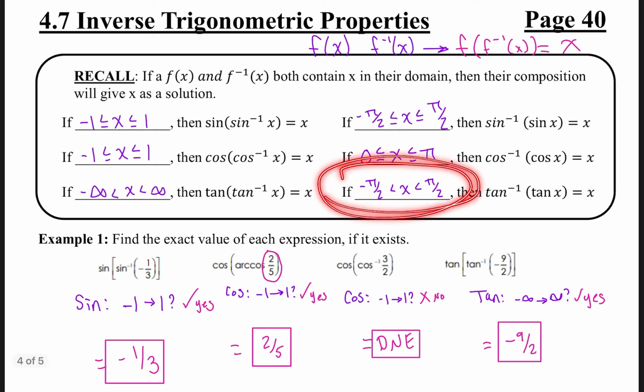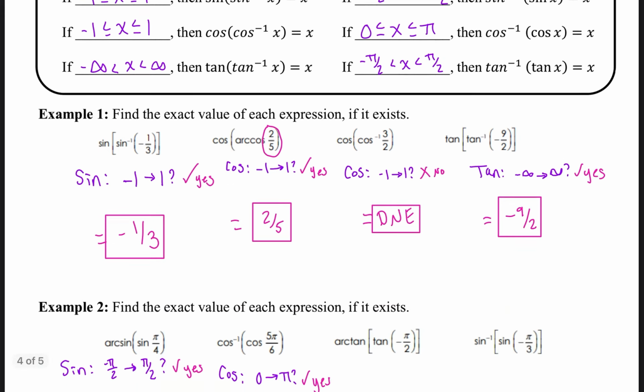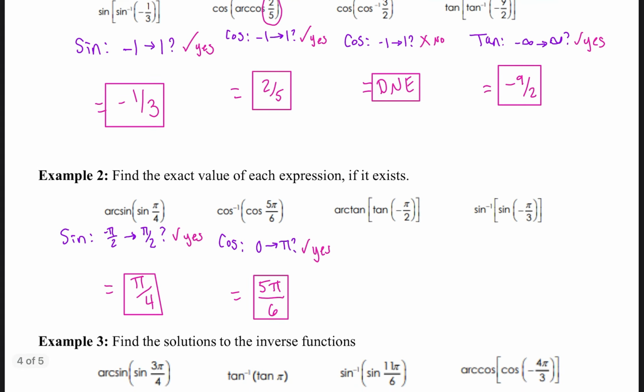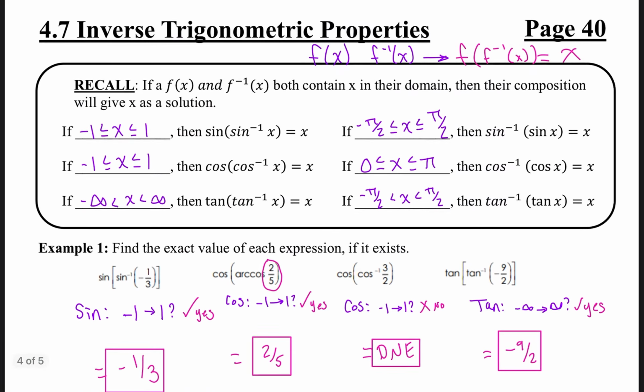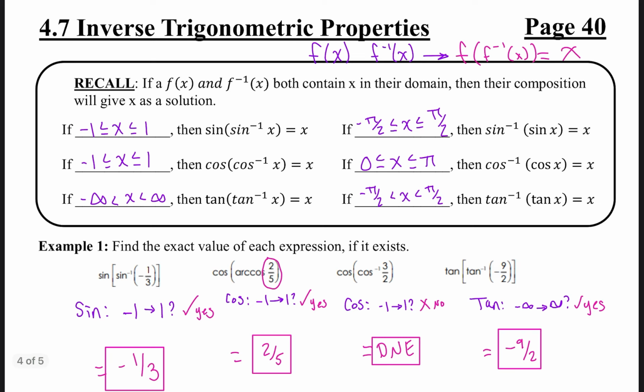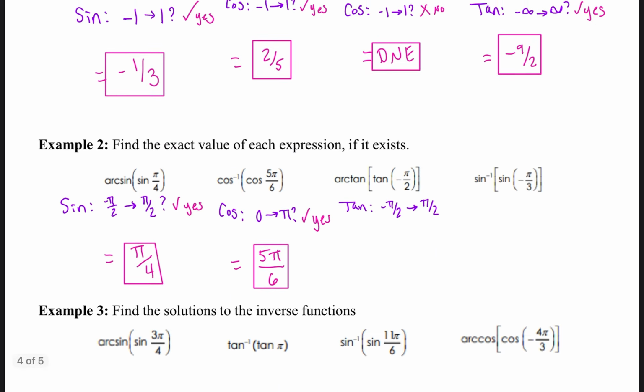That rule does not apply here. Tangent has restrictions when regular tangents are inside and inverses on the outside. So now we have to focus on that -π/2 to π/2. So tangent is -π/2 to π/2, except it's a little bit different. In sine, it's allowed to be equal to π/2, but in tangent, it's not allowed.